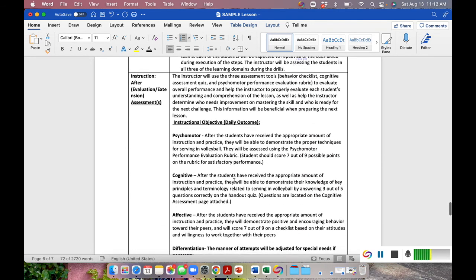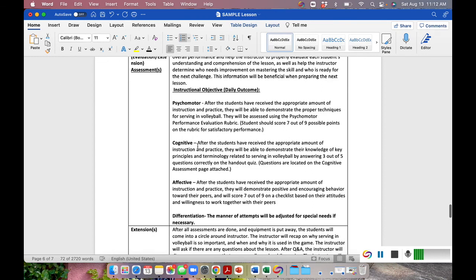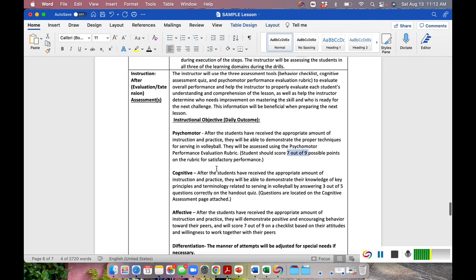And we are finally at the end. We talk about evaluating your students. So you want to tie these back to your objectives up above. So however you said you would evaluate your students, whether it was 7 out of 9 on a rubric, 8 out of 10 attempts, and so forth, that also needs to be listed in your assessment.